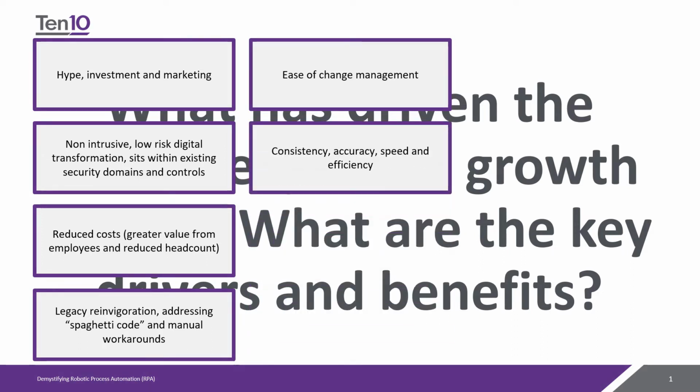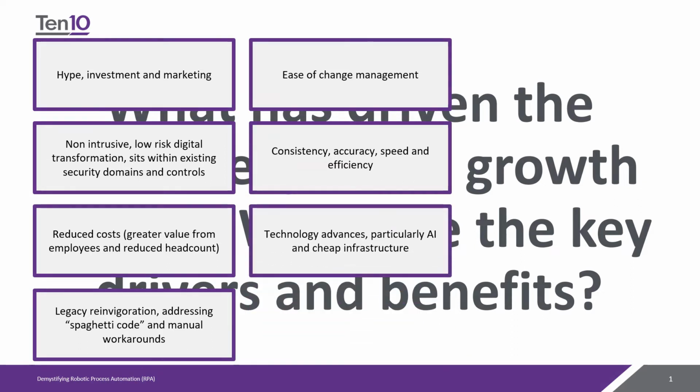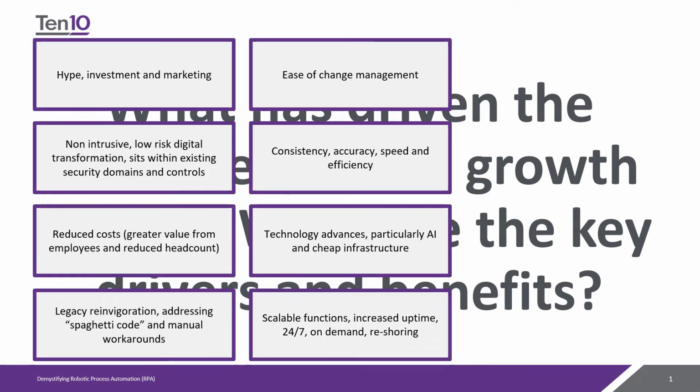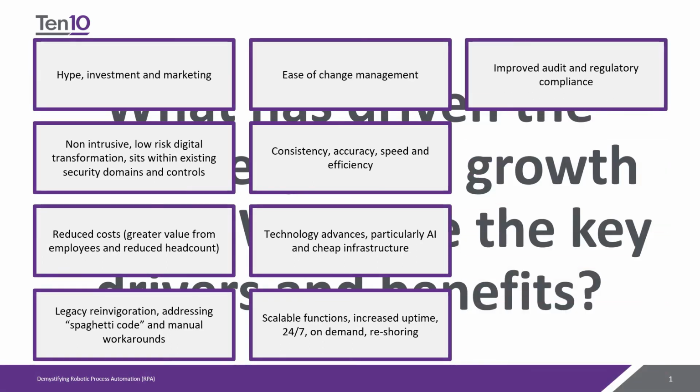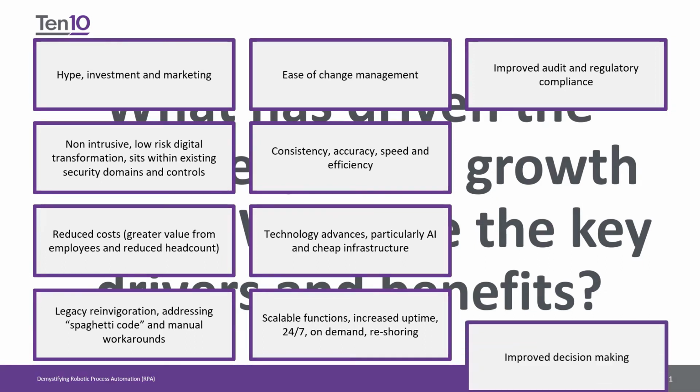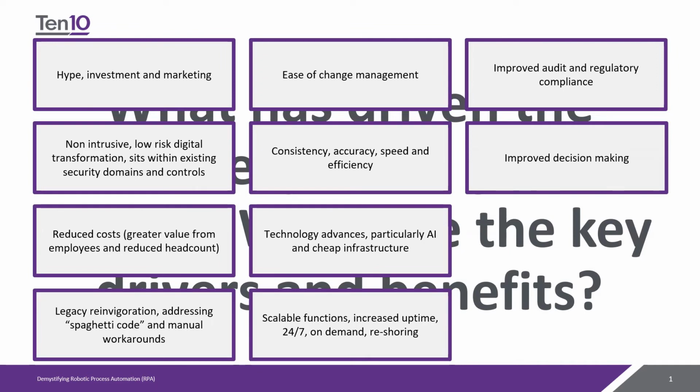Bots offer consistency, accuracy, speed, and efficiency as they'll only follow a predefined course and won't make mistakes when built correctly. Technology advances are leading to more effective solutions, particularly when coupling RPA with artificial intelligence and cheap infrastructure. Bots are highly scalable and can operate 24/7. RPA offers improved audit capabilities as bot logs can be stored and reviewed as and when required. As these bots follow a programmed path, they're ideal for processes with high amounts of regulatory compliance.